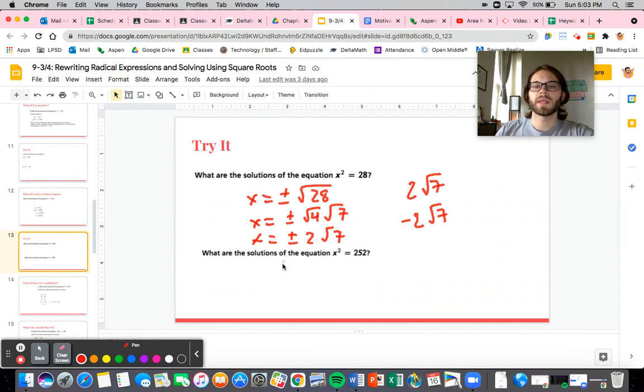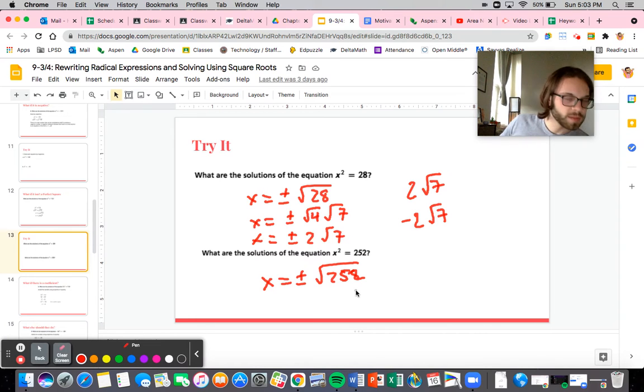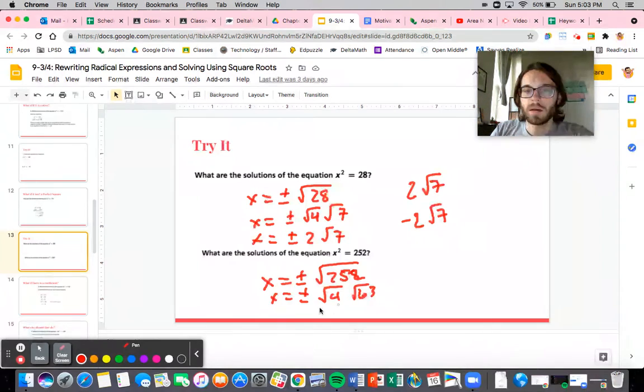All right, now you get something like this: x equals plus or minus the square root of 252. Now, let's try and find different things that go into 252. Well, 252 is divisible by 4. That's 63. Let's write that: x equals plus or minus 4 square root of 63. Now, it's tempting to leave this as an answer, but we already know 63 can be broken into 9 and 7.